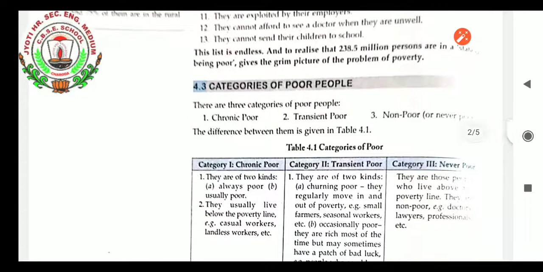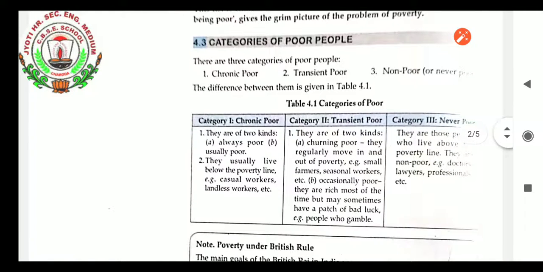Chronic poor, when we talk, students, there are two kinds of people. They are again classified into two kinds. One is always poor and one is usually poor. Always poor are the poor people who beg. Usually poor, they usually live below the poverty line. Example, casual workers like landless workers, etc.